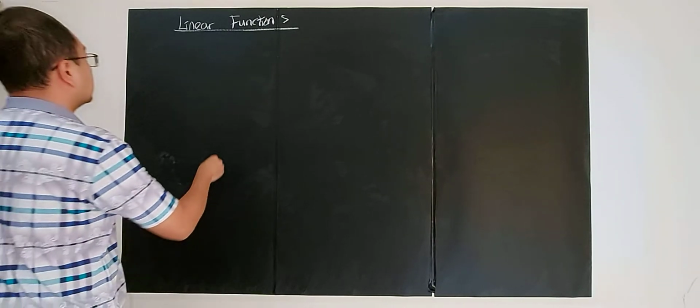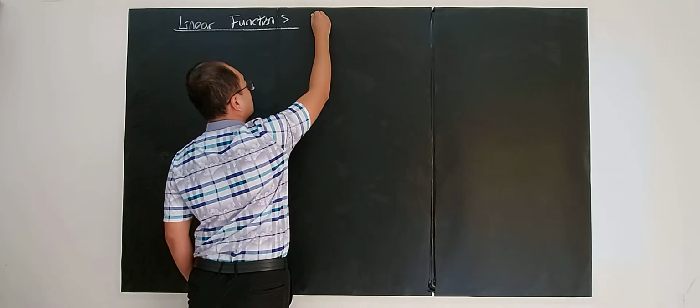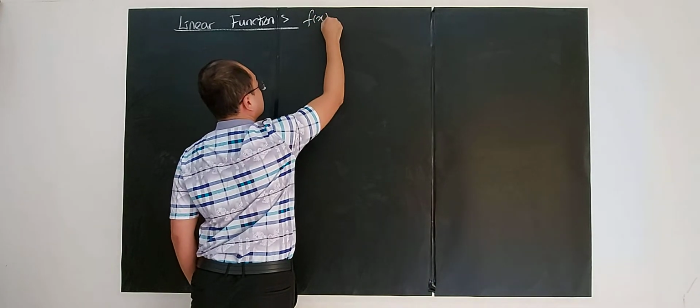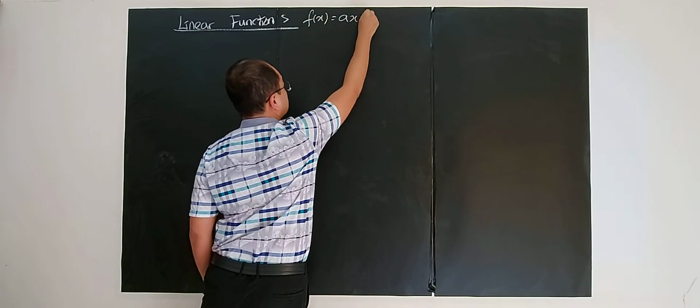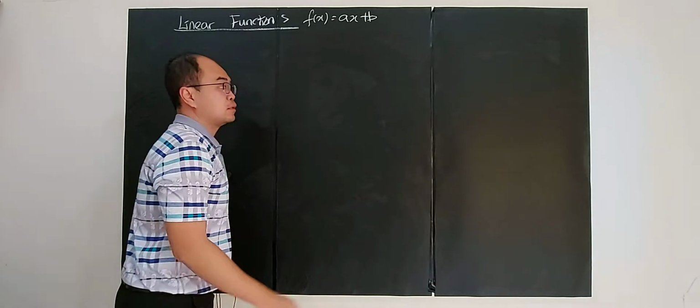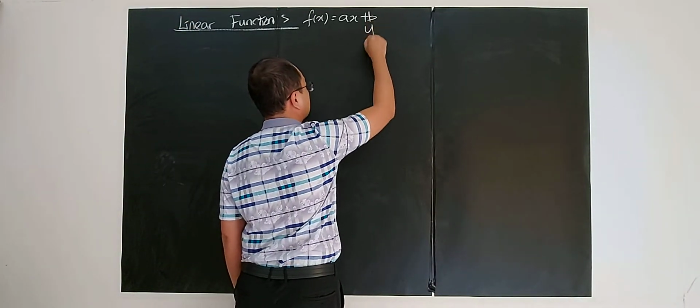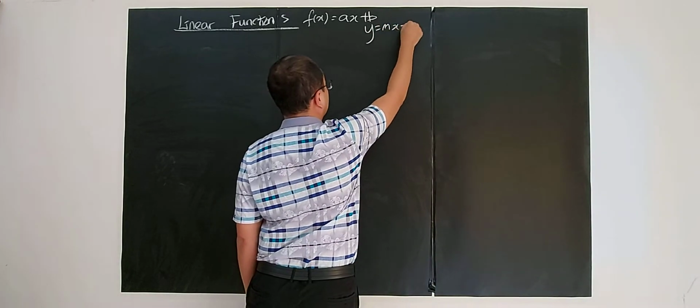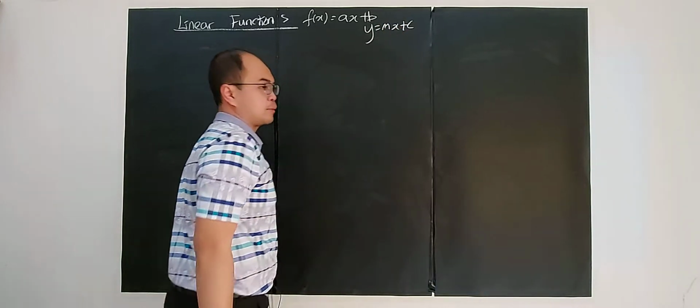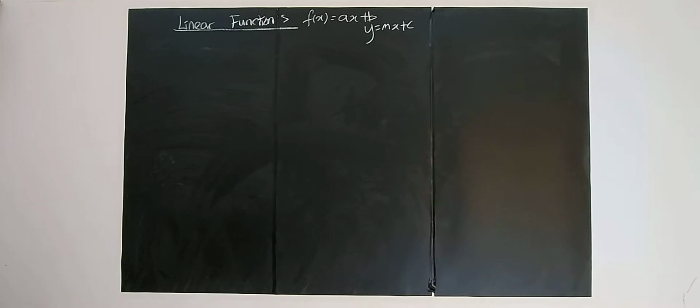Right, in this video I'm going to talk about linear function. Linear function refers to f(x) = ax + b. So for linear function, it's actually a straight line. It's a function which can be written as y = mx + c.